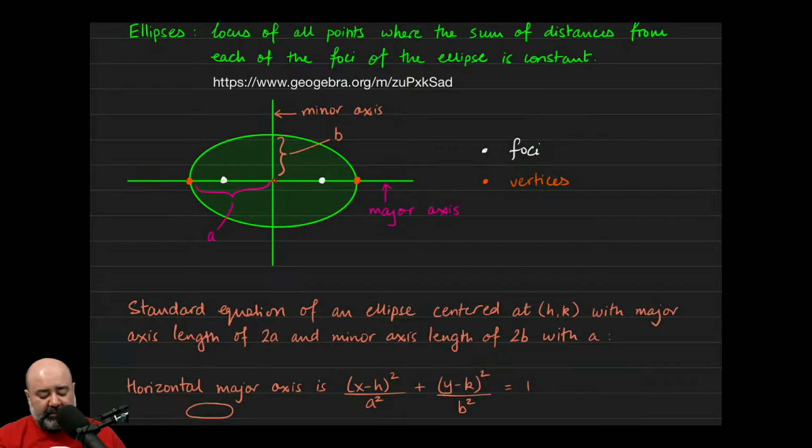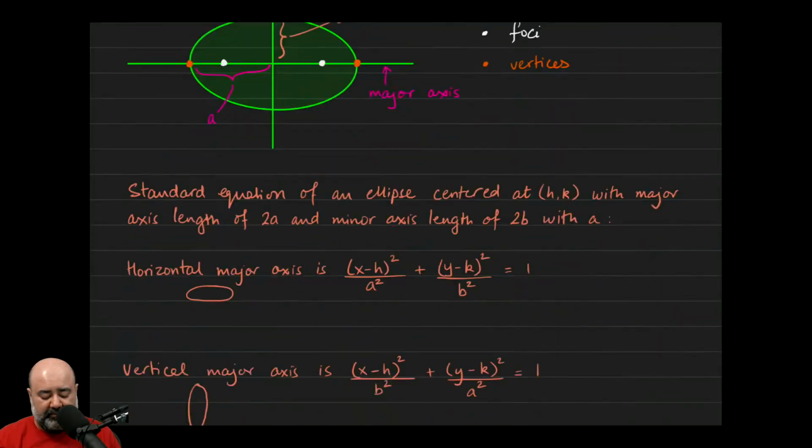The distance from the center to one of the vertices is called A. And if we were to find the distance between the vertex and another vertex, you're going to end up with 2A, twice the distance. Similarly, if we take the distance from the center along the minor axis to the vertex here, it's going to be B. And if we take the distance between this vertex and this one, you're going to get 2B, twice that distance. So major axis in this case is horizontal, minor axis is vertical.